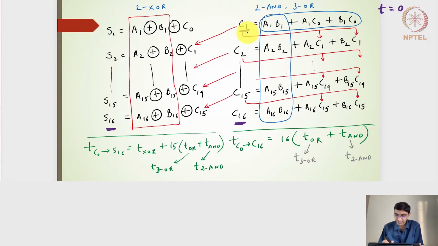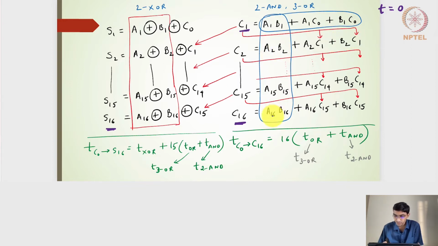Once I have C1, the C1 is then passed to generating the C2 as well as to generating the S2. All right. So now I have utilized the delay of a 2 input AND gate and then a 3 input OR gate. Right. So the C1 is then fed to the A2 C1 and then B2 C1.